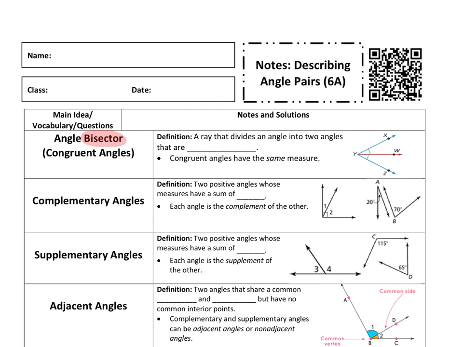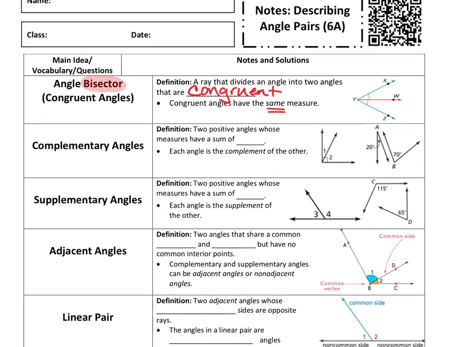So we straight up defined this in our notes the other day, but an angle bisector is a ray that divides an angle into two angles that are congruent. And remember again that congruent means that they have the same measure. So bisects means they're equal because they're cut in half.